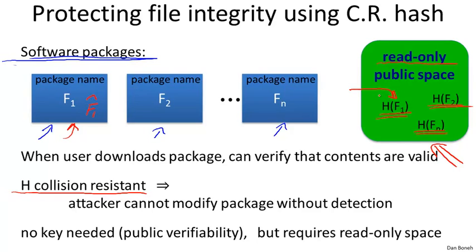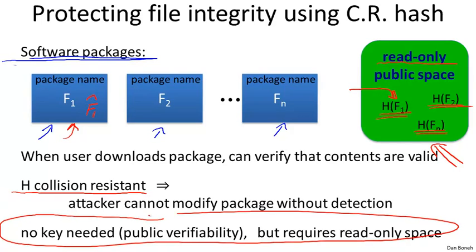So the reason I brought up this example is I wanted to contrast this with the MAC example. We kind of saw a similar situation with MACs. In the MAC example, we needed a secret key to verify the individual file tags, but we didn't need a resource that was a read-only public space. With collision-resistant hashes, we kind of get the exact complement, where in fact we don't need a key to verify. Anyone can verify. You don't need a secret key for it. However, now all of a sudden we need this extra resource, which is some space that the attacker cannot modify.